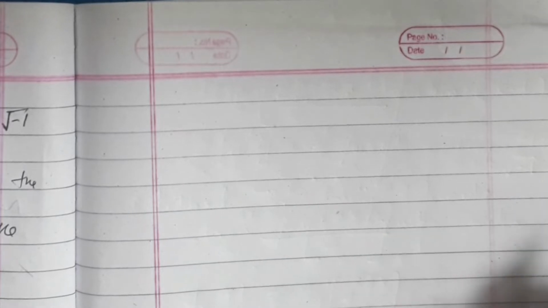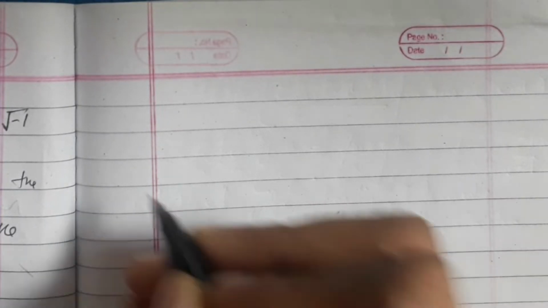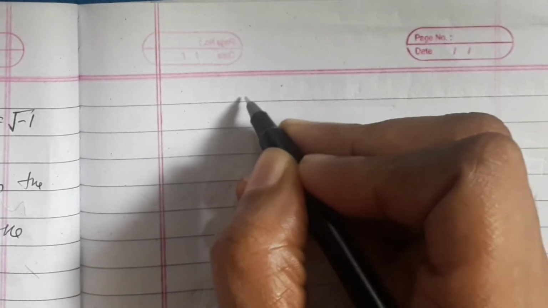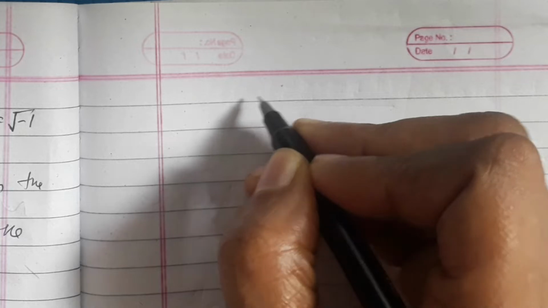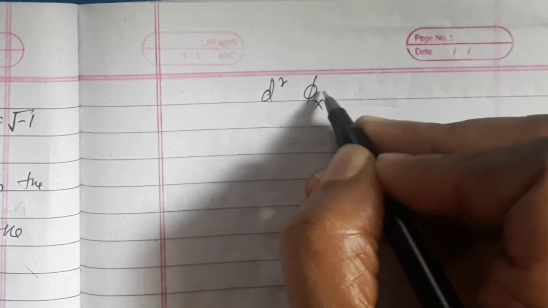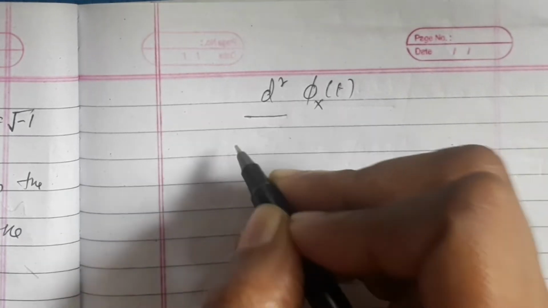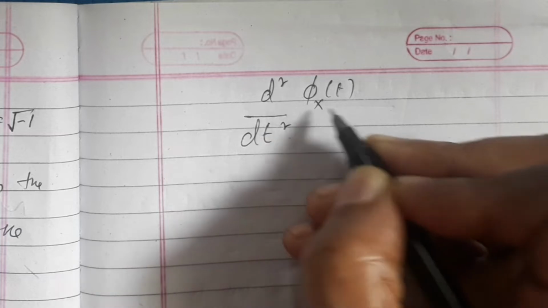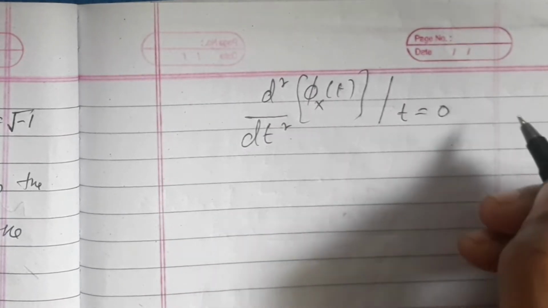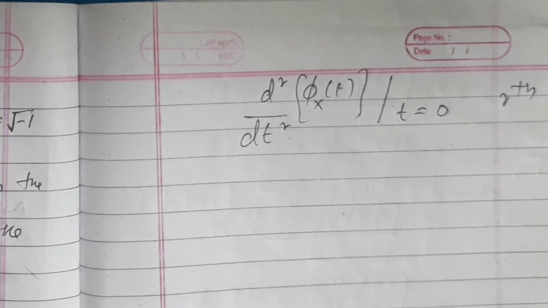Another method for finding rth raw moment, like MGF, is by differentiating phi x of t. d raised to r by dt raised to r of phi x of t at t equal to 0, we get rth raw moment. Okay.